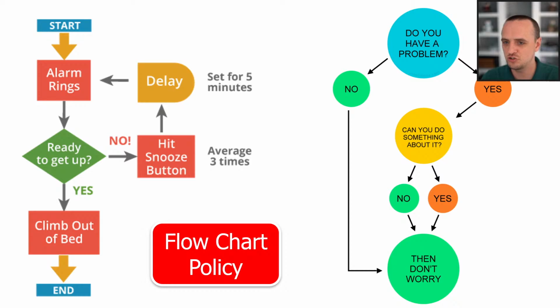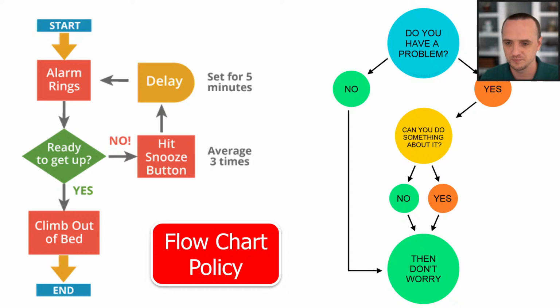So here's the flowchart. Do you have a problem? No. Okay, well, if you don't have a problem, you don't have to worry, right? Do you have a problem? Yes. Can you do something about it? Yes. Well, if you can do something about it, you should do it, and so you don't have to worry. And if you can't do something about it, then you can't worry because you can't do anything about it, right? So the whole point here is never worry. It doesn't do anything for you. So I know it's a lot easier said than done, but it's just a fun example of a flowchart policy. All right, on to our next definition.